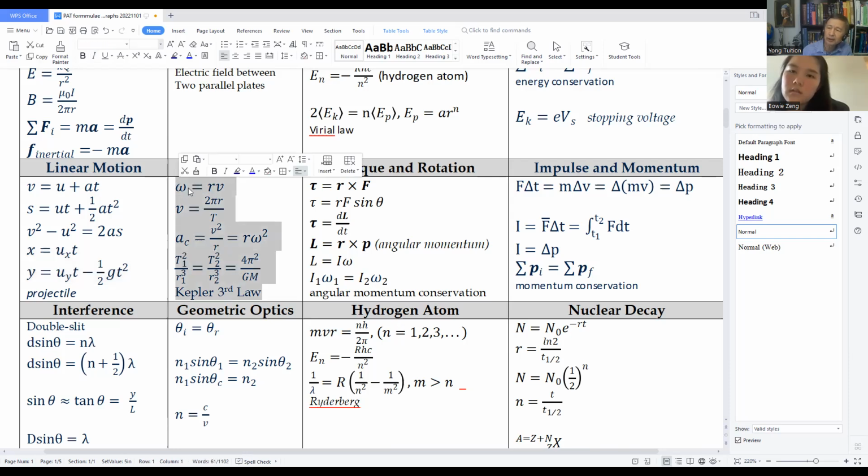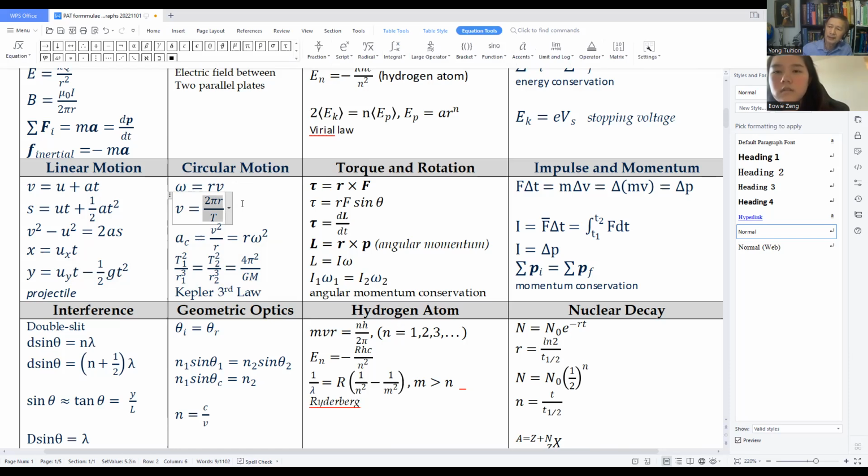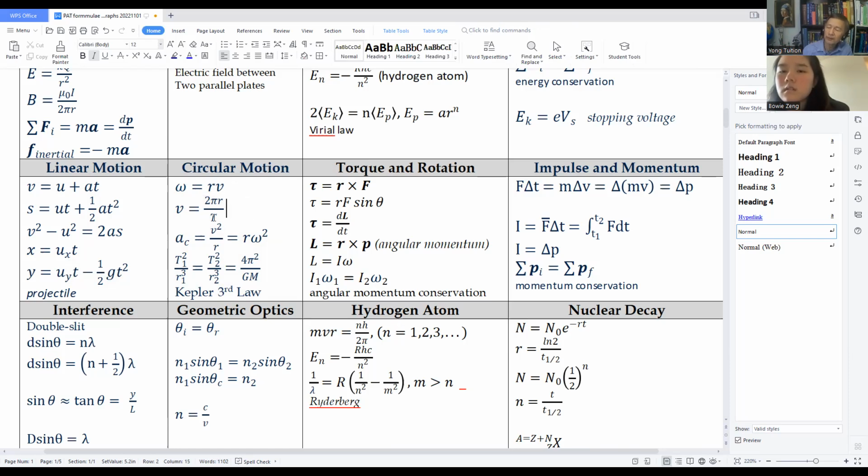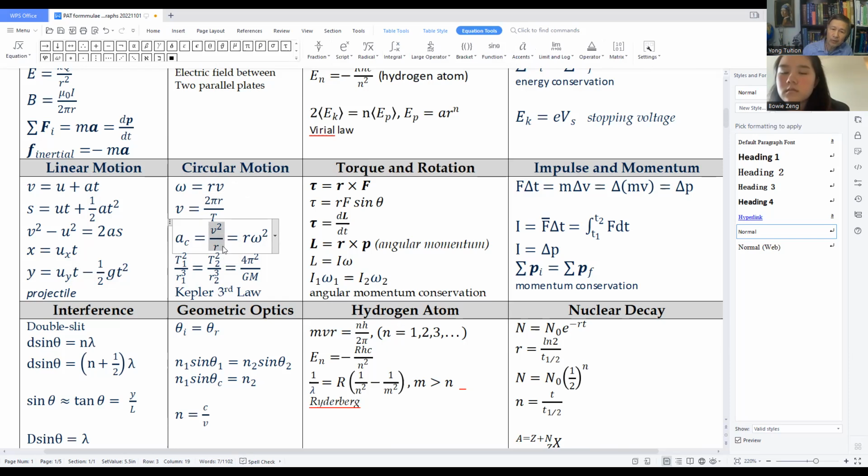They always ask you about circular motion. One formula is that velocity is equal to r multiplied by omega, right? We use this a lot of the time. And also the velocity equals the circumference divided by the period, which also gives you the formula for the period. And the centripetal acceleration, of course, you know, is one form. Another form, if you use angular velocity, is that the centripetal acceleration can be written as r multiplied by omega squared. Omega is angular velocity.